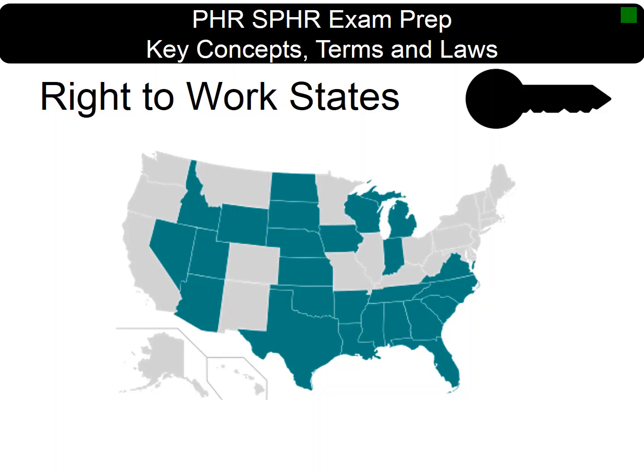A right-to-work state is a state that has a state law that secures the right of employees to decide for themselves whether or not to join or financially support a union. The states on this slide in turquoise are states where employees are free to decide to join the union. The states in gray are states where, if there is a union, the employees are required to join the union if they receive all of the benefits the union offers.